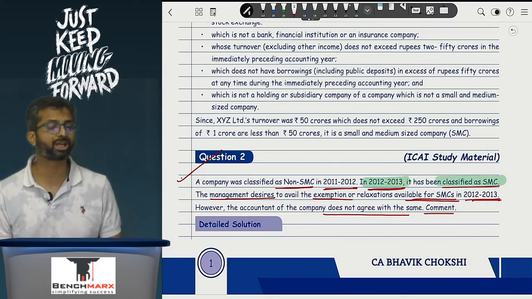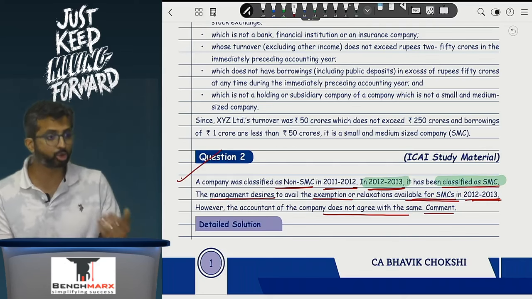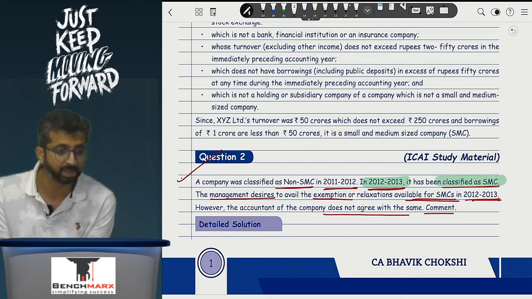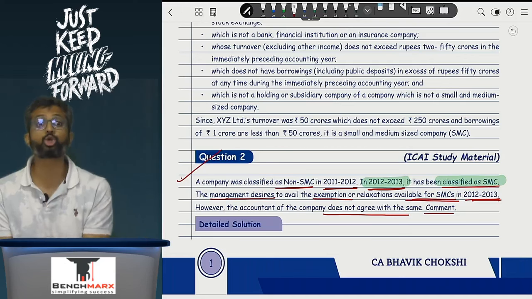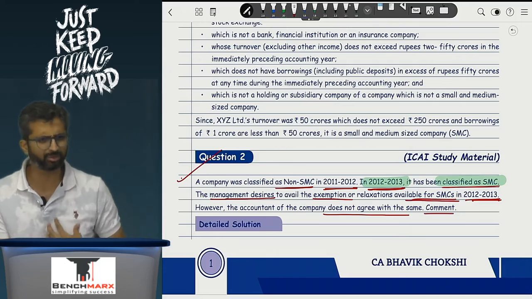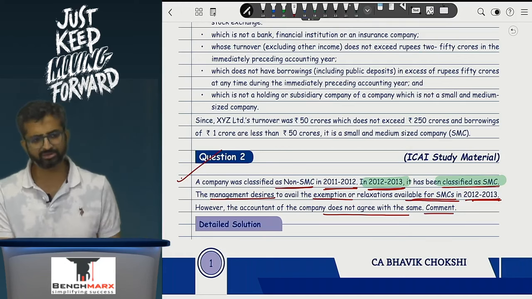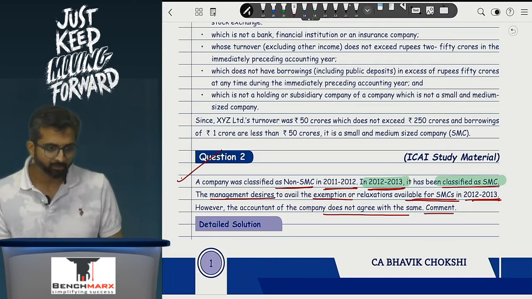Yes, you cannot claim. Why? Because for you to claim the benefits of an SMC, if you were a non-SMC earlier, you need to be an SMC for 2 consecutive years. Are you an SMC for 2 consecutive years? No, and as a result, you will not get the relaxations though you are an SMC. Are we clear with this?